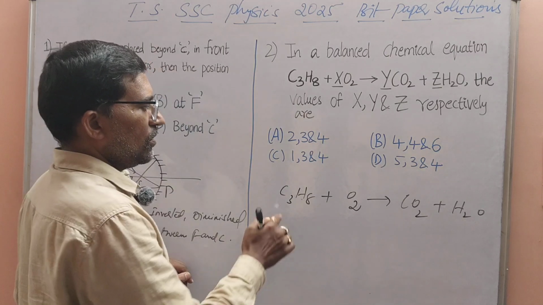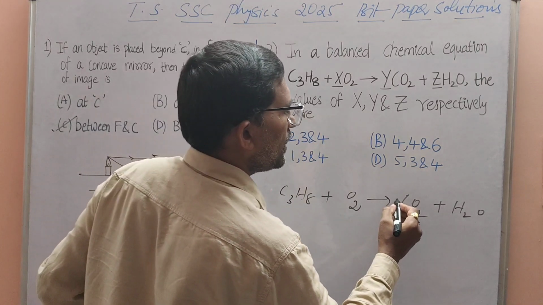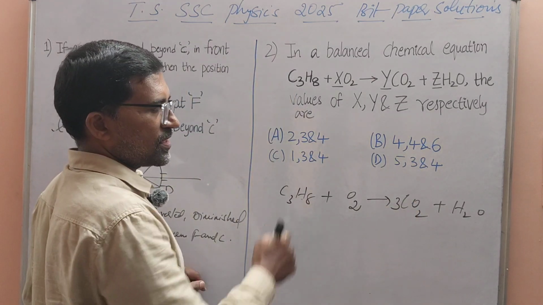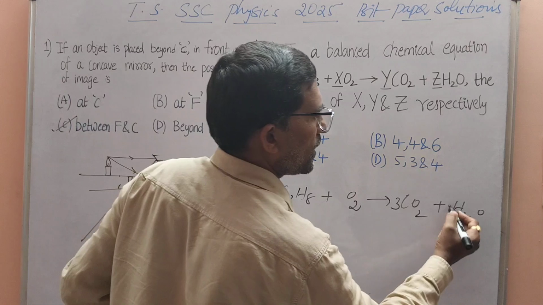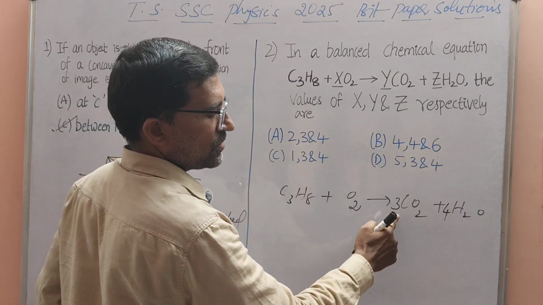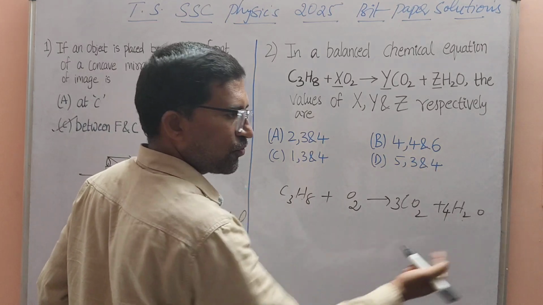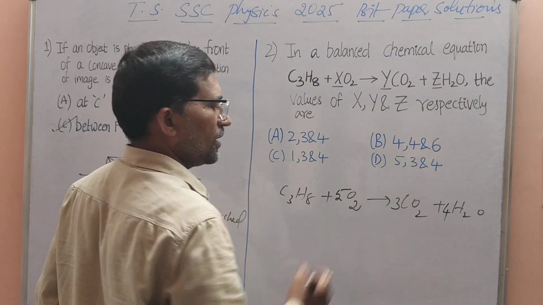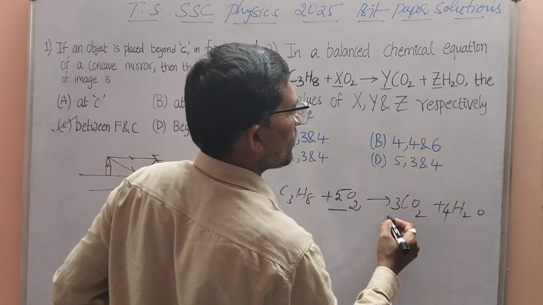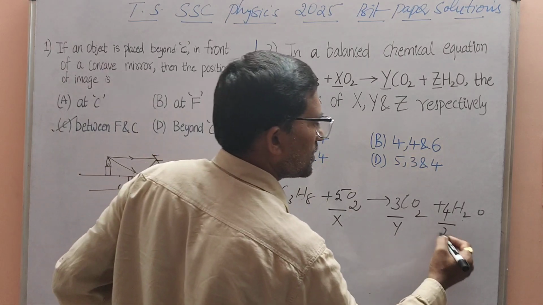Now here, how many carbons are there? 3 carbons are there. Then I can keep 3 here to balance the carbons. How many hydrogens are there? 8 hydrogens are there. Here how many are there? Only 2. Then I can keep 4. And in total how many oxygens do you get here? This side 3 twos are 6, 4 ones are 4, 6 plus 4 is 10. Then to balance that oxygen I have to keep 5. Then here it will become the X value, the Y value, and the Z value. So here it is X, this is Y, and this is Z.